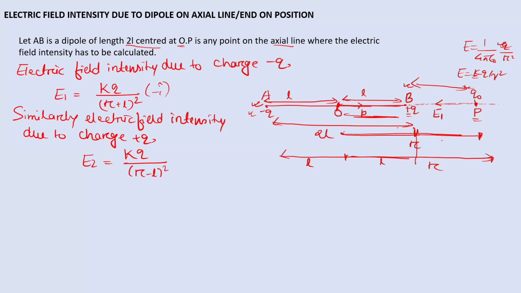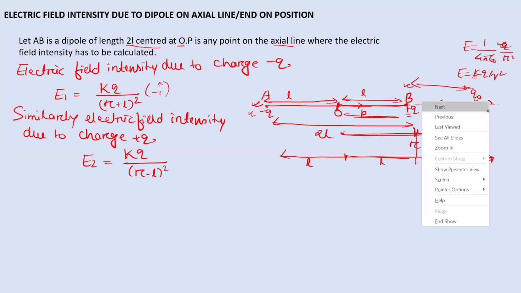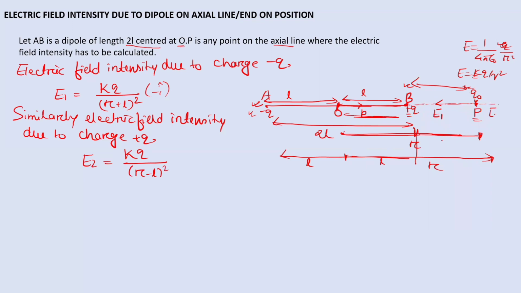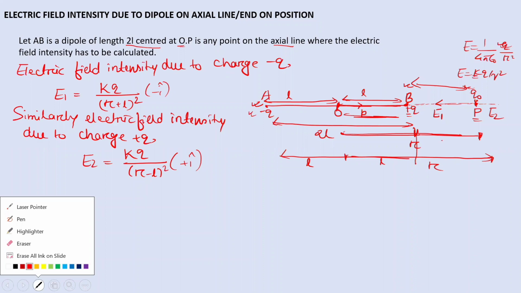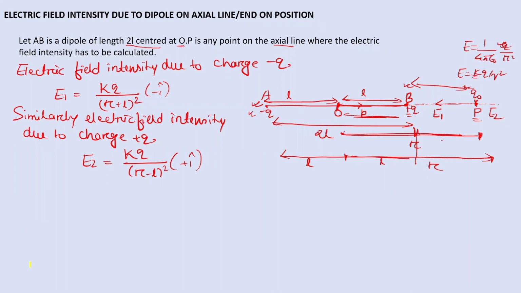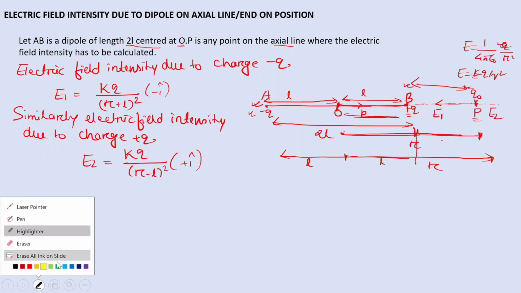Now, what is the direction? If you see here, this is a positive charge. This is also a positive charge. So positive and positive charge will repel each other, right? So the direction of E2 will be in this particular direction. Clear? So it is plus i cap. All right. I think this is clear. So if it's not clear, I'm just using some other color highlighter so that you will understand it better.